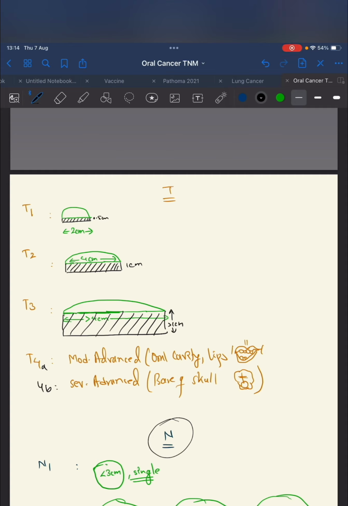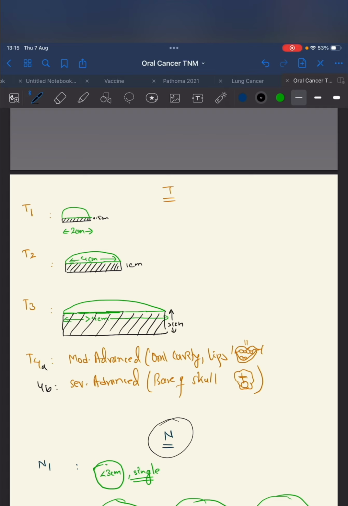So for T1, 2 centimeter and 4 centimeter are the landmarks. If it is more than 2 centimeter and the depth of invasion is less than 0.5 centimeter, it will be T1. If it is up to 4 centimeter and the depth of invasion is less than 1 centimeter, then it will be T2. And if the tumor size is more than 4 centimeter and the invasion is more than 1 centimeter, then it will be T3.